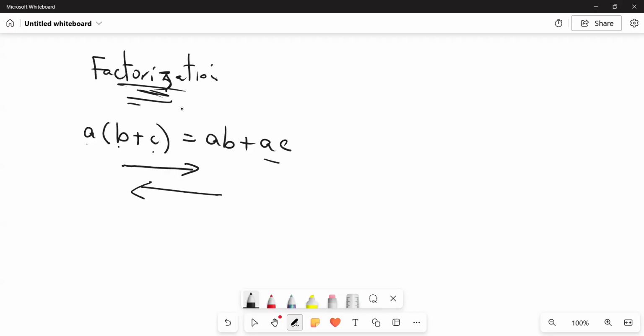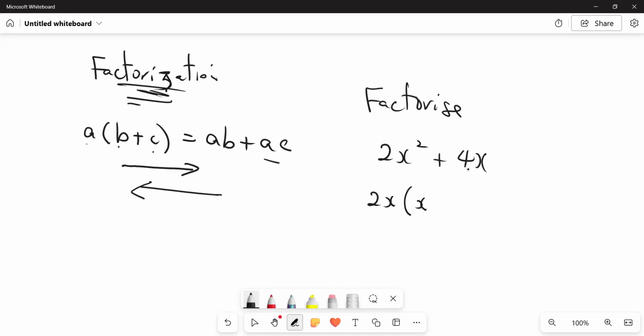I just want to review some of the examples I shared with you last week. For example, let's go with 2x squared plus, let's say, 4x. You have to factorize that. You look for the highest common factor, which in this case is 2x. 2x squared divided by 2x gives you x. 4x divided by 2x is 2, and that's it, right? Remember that from last week?